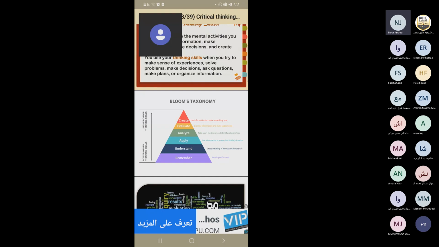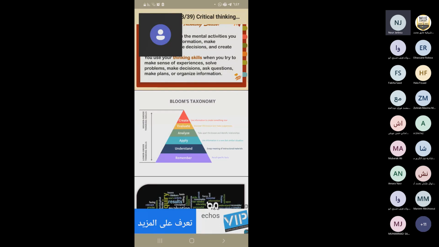So yes, we need to start with the lower ones, but we don't have to neglect the HOTS, the higher order thinking skills. And yes, critical thinking is interrelated with HOTS a lot. When we say critical thinking, you need to remember higher order thinking skills.